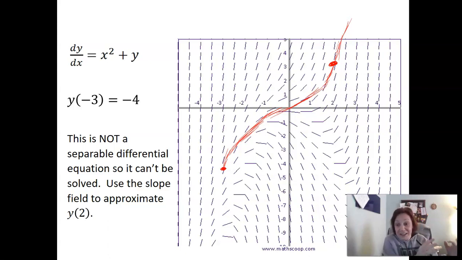I'm launching a rocket, I need to be really, really accurate, or, you know, I'm building a garden. I don't need that many significant figures. I don't know why you would need a slope field to do either of those things.